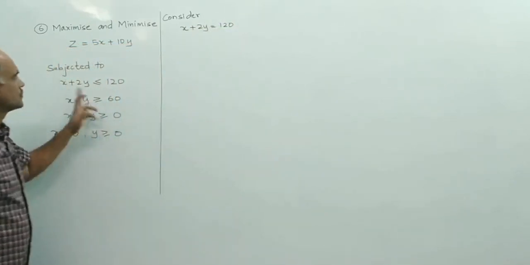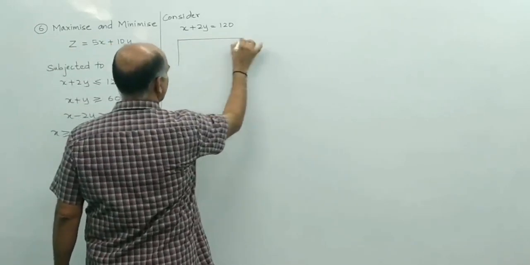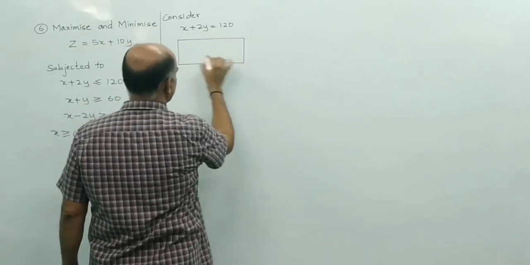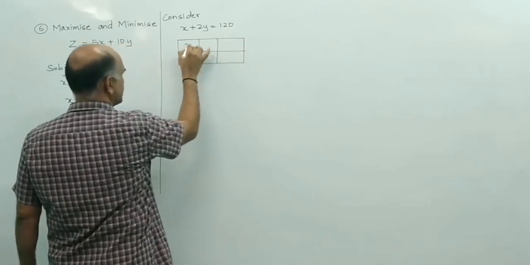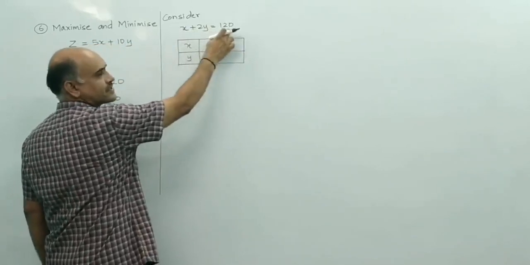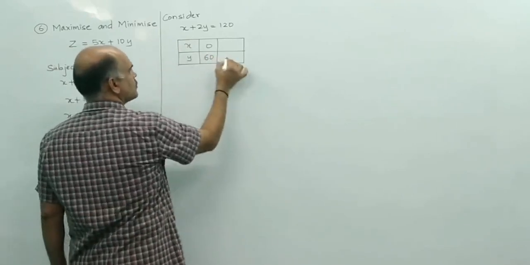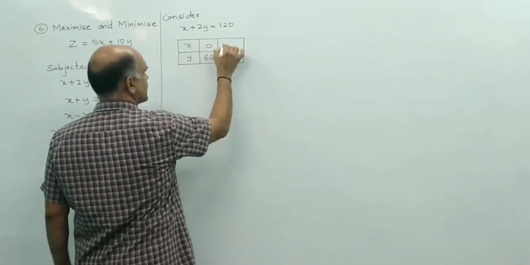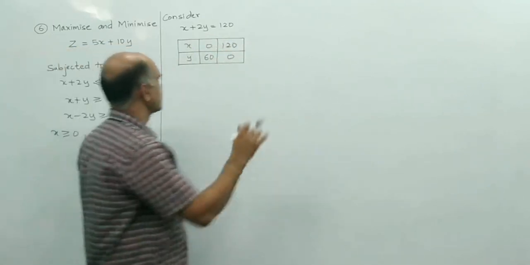x plus 2y is equal to 120. So if I find x and y values, if x is 0, 2y is equal to 120, so you will get y is equal to 60. If y is 0, x is 120.